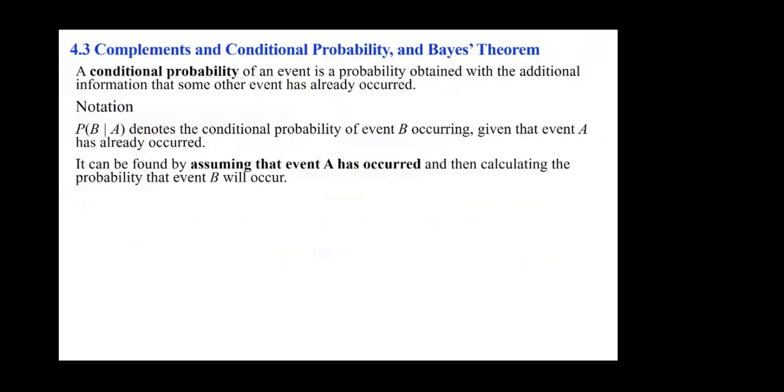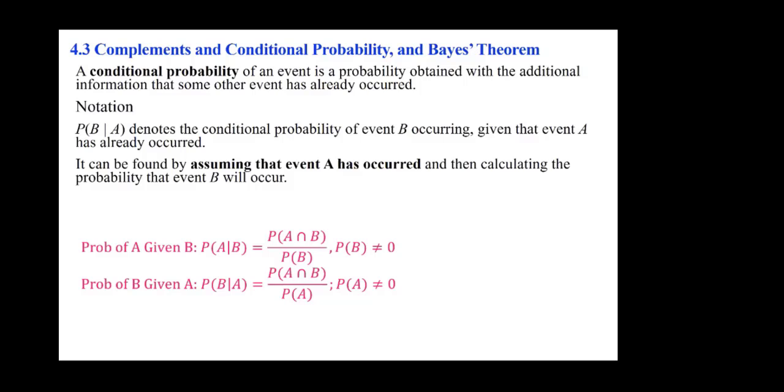Let's discuss conditional probability. A conditional probability of an event is a probability obtained with the additional information that some other event has already occurred. Notation: P of B given A denotes the conditional probability of event B occurring given that event A has already occurred. It can be found by assuming that event A has occurred and then calculating the probability that event B will occur. So here are the formulas.